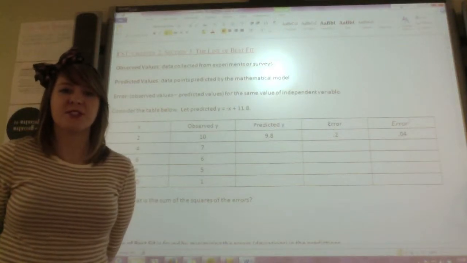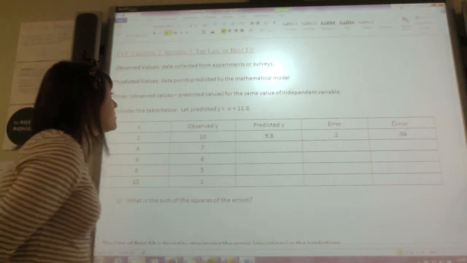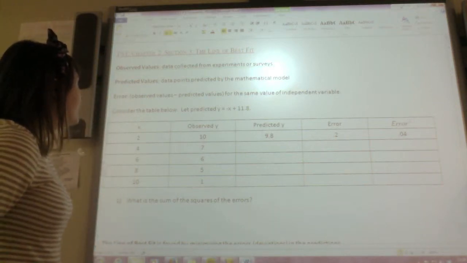Hey guys, today we're doing Chapter 2, Section 3, which is on the line of best fit. So first thing, we've got some vocabulary here.